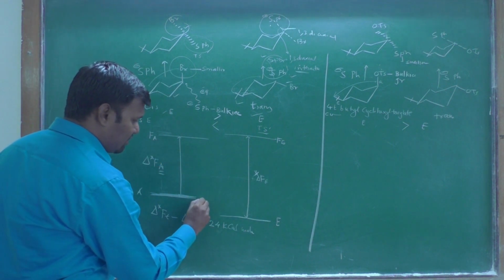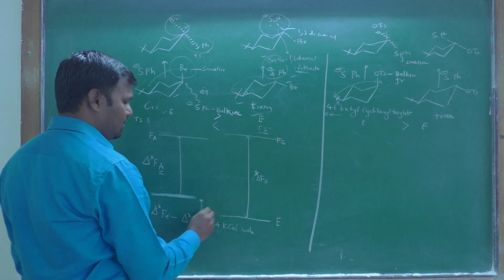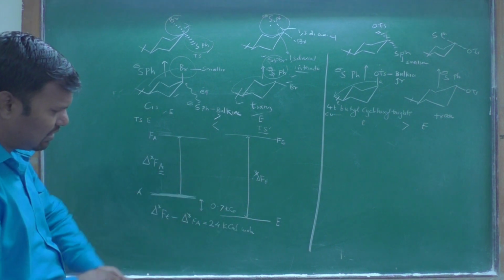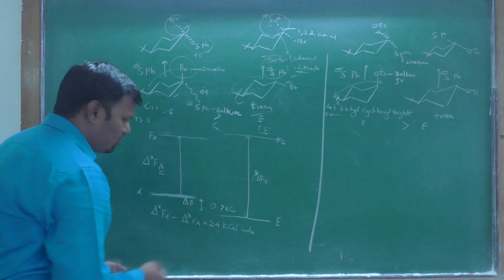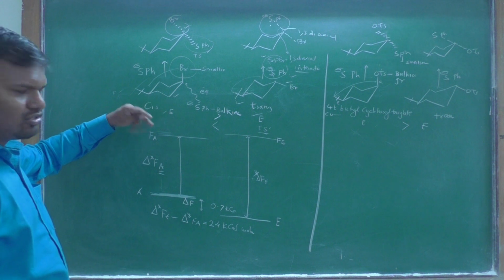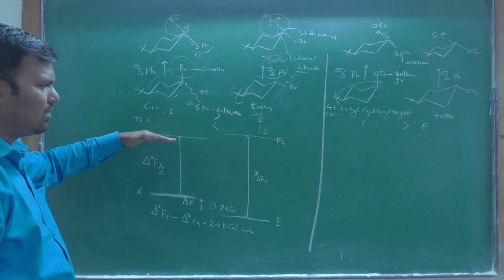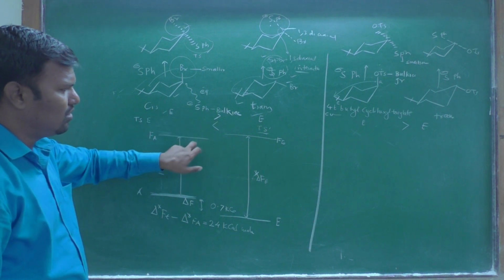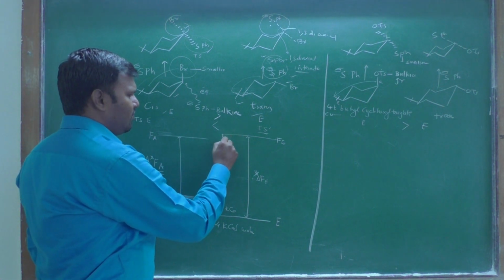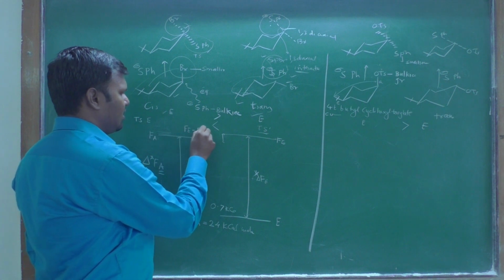The ground state energy difference, delta F, the free energy difference, is equal to 0.7 kilocalorie. When the transition state is symmetrical, this energy is the same, and you can show it at the same level. But in this case we cannot show the same energy level.